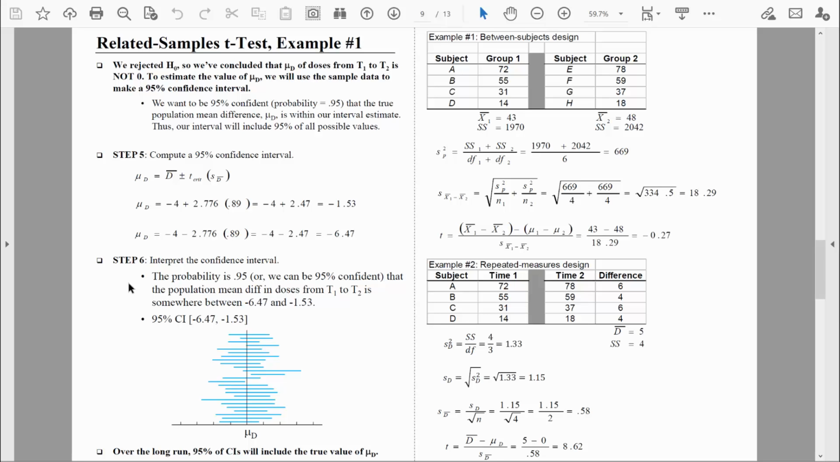So here's a good example. The probability is 0.95. Or in other words, we can be 95% confident that the population mean difference in doses from time 1 to time 2 is somewhere between 6.47 fewer doses and 1.53 fewer doses. Remember, this is a good long-term strategy. Over the long run, when we're computing these confidence intervals, 95% of those intervals will include the true population mean value. But about 5% of the time, we will compute a confidence interval that does not include that true value. And that corresponds to our alpha level of 0.05.